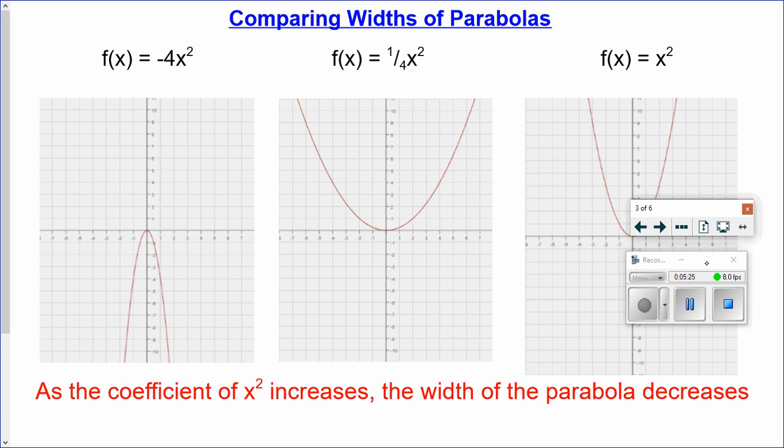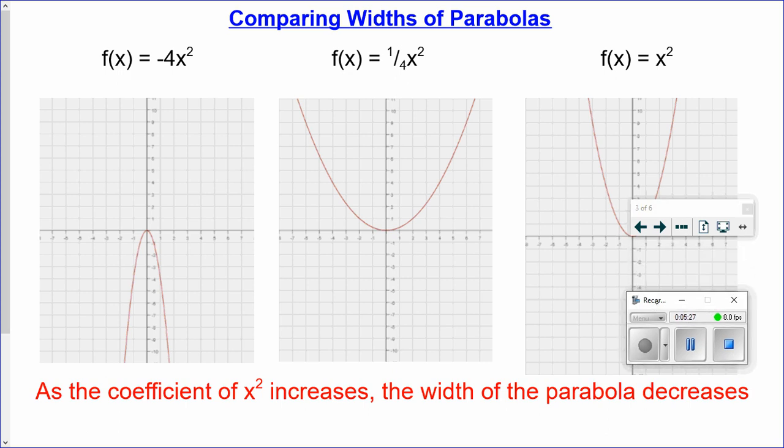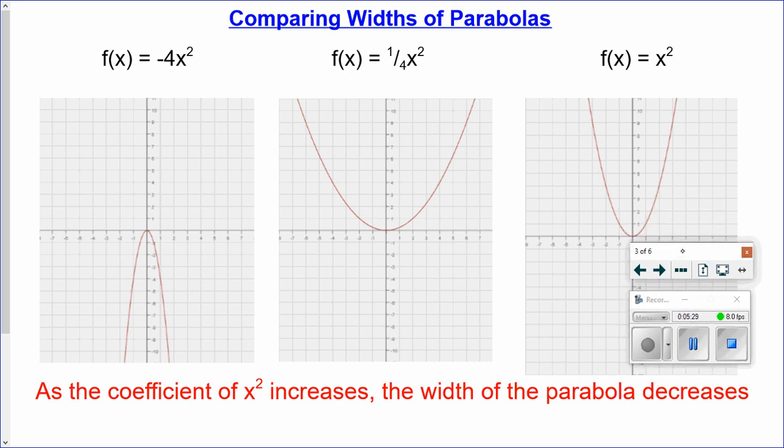So next, I want to look at the width of parabolas. So how wide they are, how fat or wide the U is. So this first graph is the graph of f of x equals negative 4x squared. Notice the parabola is facing downward because the coefficient of x squared is a negative number.